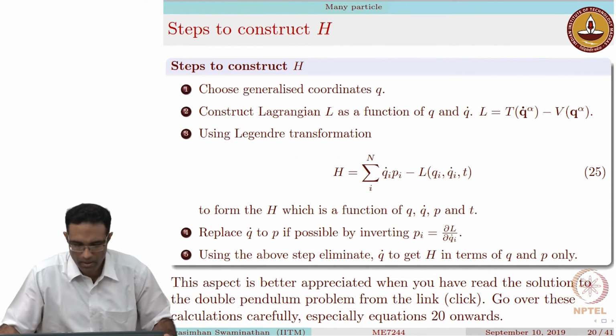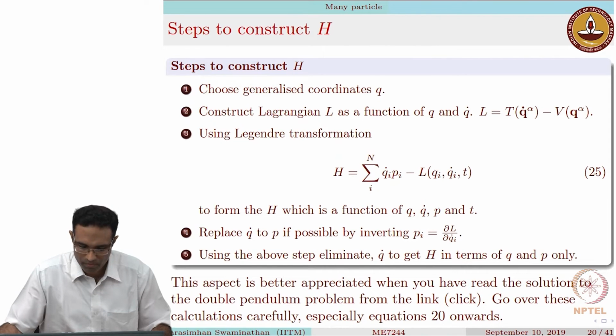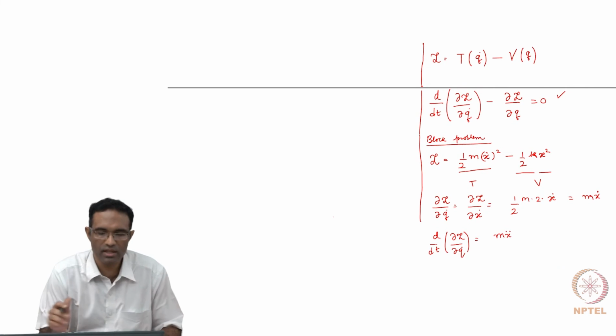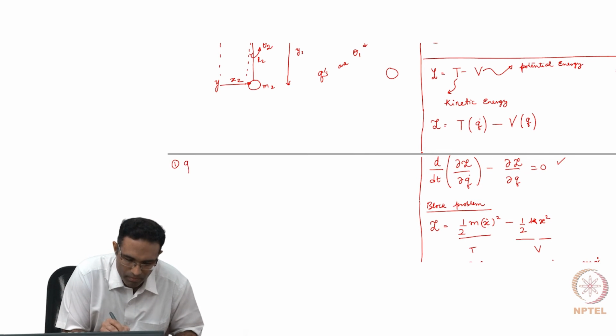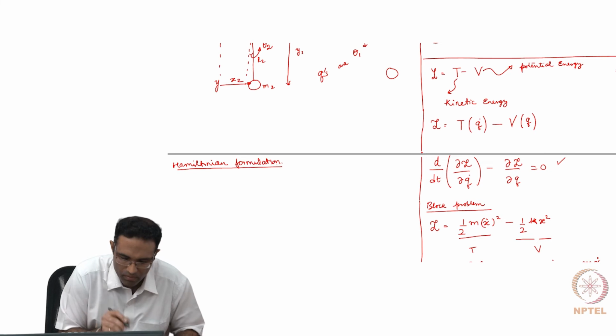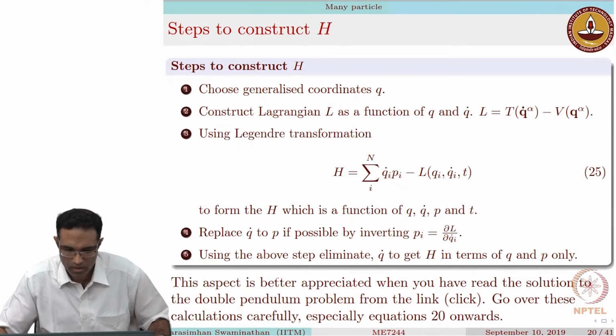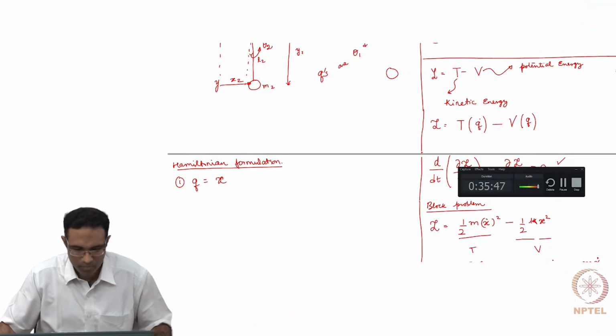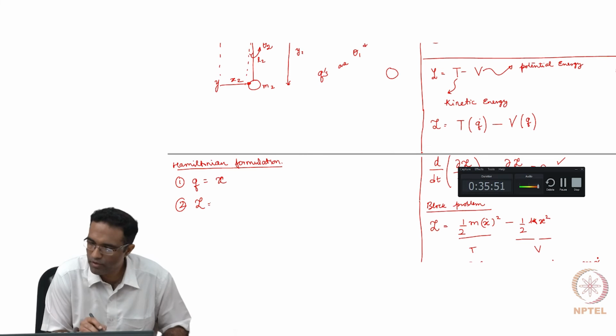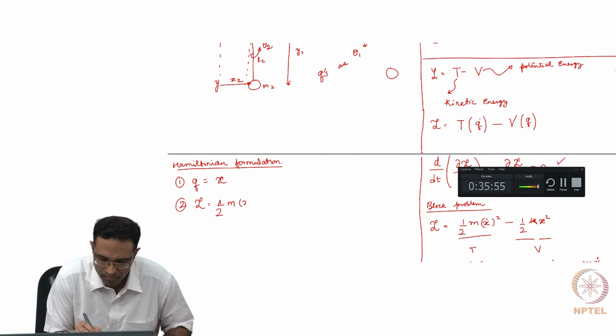Okay, so the first step is choose generalized coordinates. The generalized coordinate is just x in our case, but it can be theta for the double pendulum problem like I just showed you. The next step is construct the Lagrangian as a function of q and q dot. We know how to do that also, which is nothing but T minus V. So we construct the Lagrangian, which is half m x dot square minus half k x square.